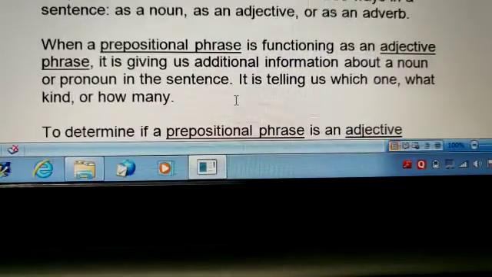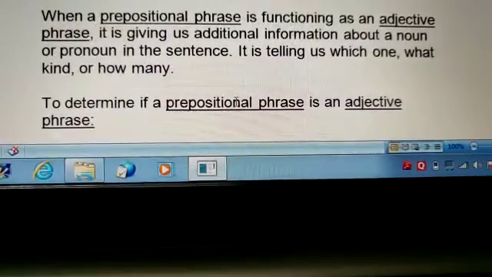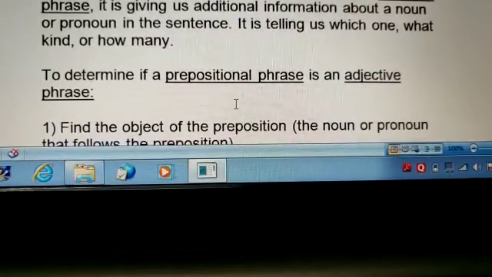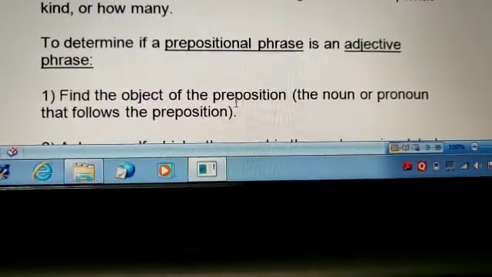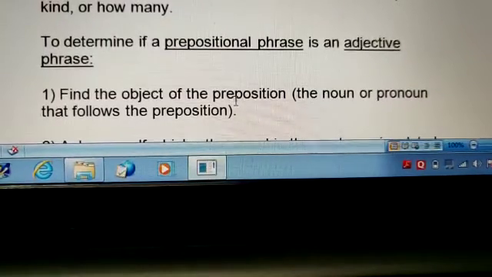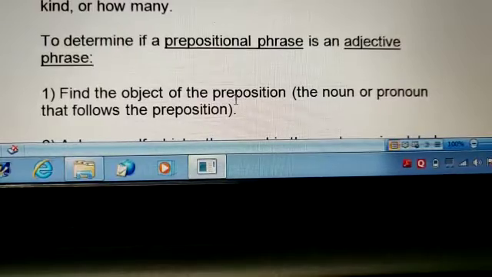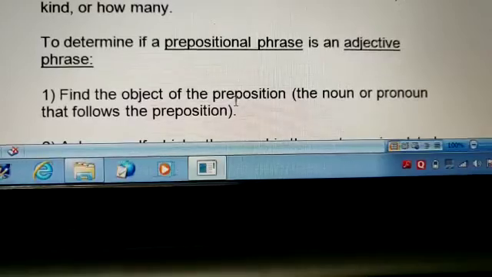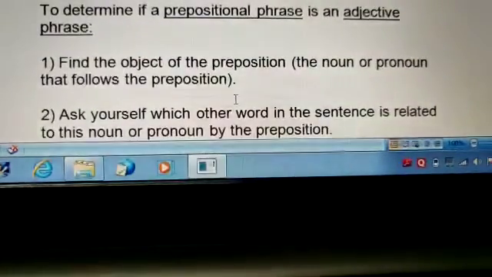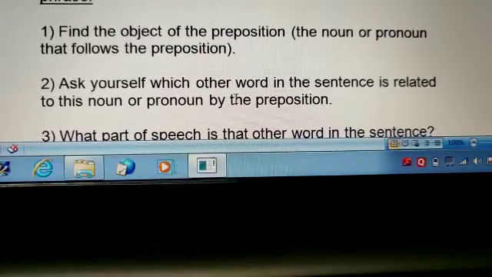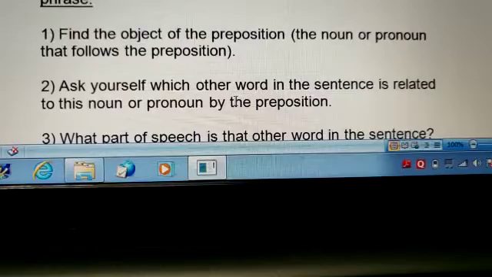Now, children, to determine if a prepositional phrase is an adjective phrase, first what do we have to see? We have to look for the object of the preposition. Now all these things will become more clear when we go and look at an example. First see. Then next one is we have to ask ourselves which other word in the sentence is related to this noun or pronoun by the preposition.